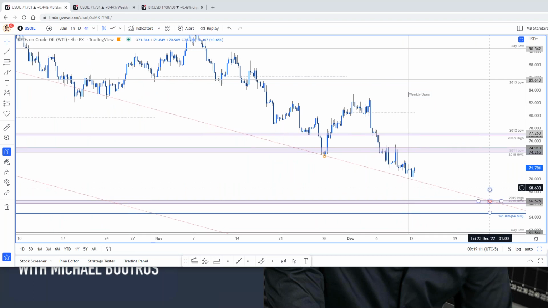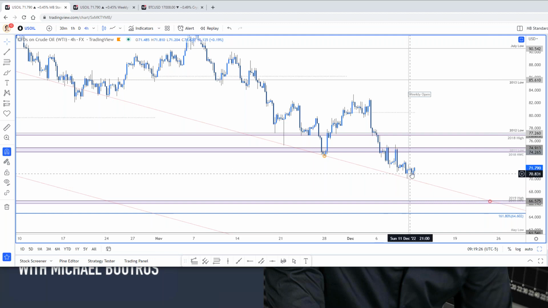Eventually, again, I don't want to sound like a broken record, I do think oil catches a bid. I do think we get another resumption of the larger, broader uptrend. But below 75, the risk is lower. You know what I mean? Even if we rally into this zone, I'd be looking for a pivot there, 66.50, 66.60 being the next major zone of support.